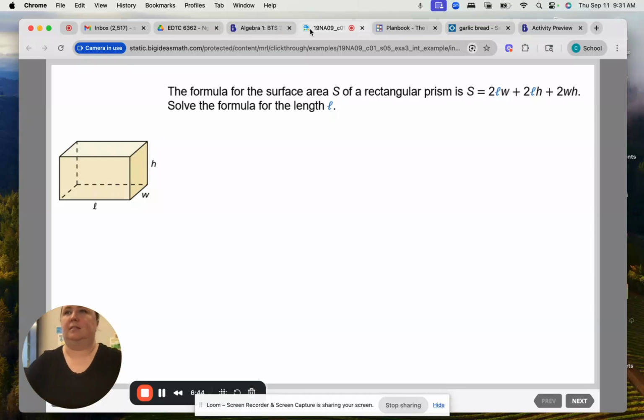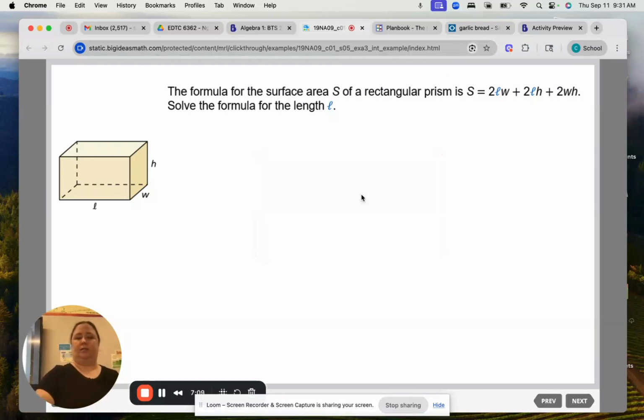Einstein. All right, the formula for the surface area of a rectangular prism is this formula: S equals 2LW plus 2LH plus 2WH. We are solving for L. This looks intimidating. It is fine. Just take it one step at a time, okay? So first step, write the formula. You can do it.